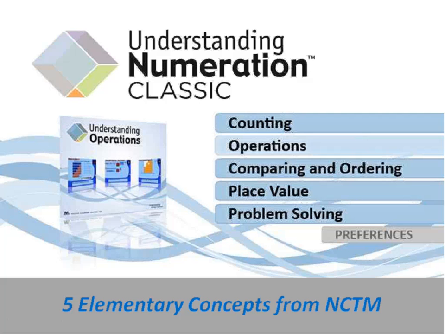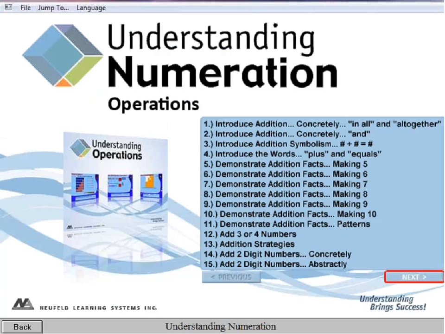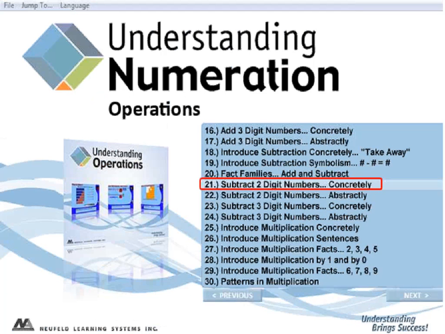Understanding Numeration is designed around the 5 concept selections identified by NCTM for kindergarten through 3rd grade: counting, operations, comparing and ordering, place value, and problem solving. To briefly illustrate some of the features of Understanding Numeration, we are going to the lesson Subtracting 2-Digit Numbers with Regrouping concretely.